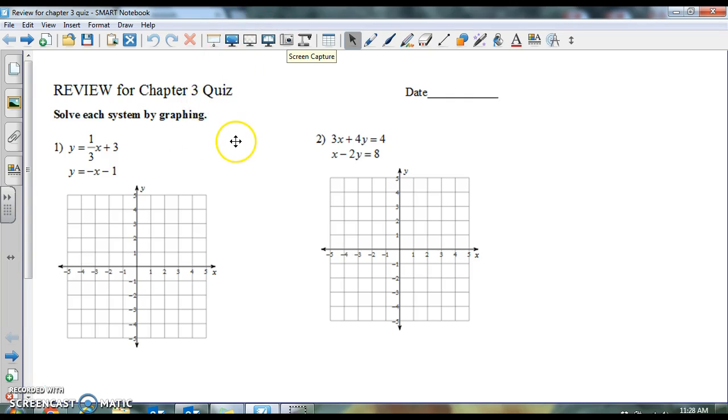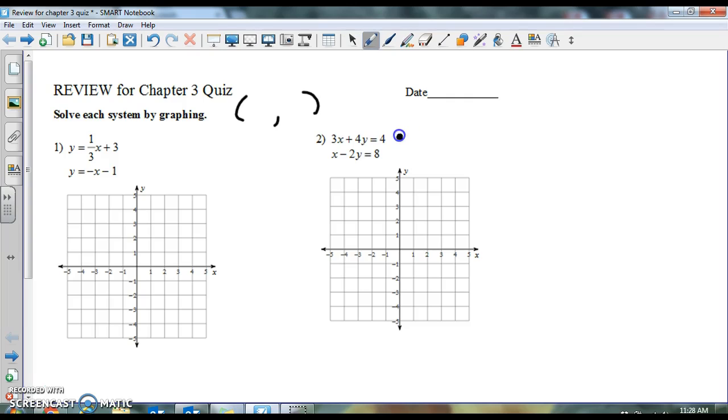So number 1, it's kind of easier than number 2, so I'm going to start with number 2. So with this one, you notice how they're equal signs, right? So when you have a system, which is 2 equations, and you have an equal sign, you want to figure out the intersection point. So your answer for 1 and 2 are going to be coordinates.